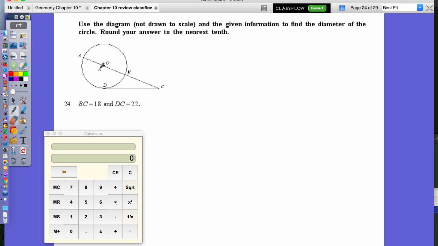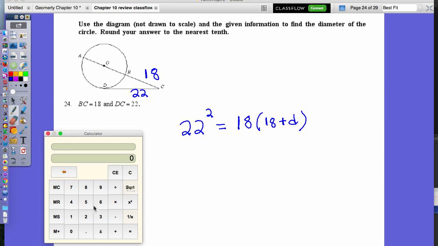For number 24, use the diagram. It's not drawn to scale. B to C is 18 and C to D is 22. These are lengths of segments. I have a tangent and a secant. So the theorem for that is the tangent segment squared equals the external part of the secant times the length of the entire secant. And this secant, the external part, plus the diameter, which I'm trying to find, is the total length.